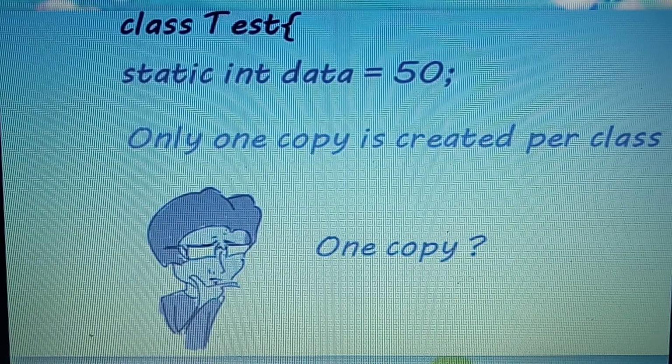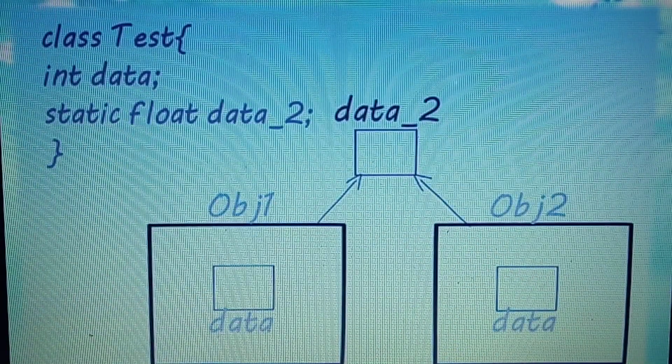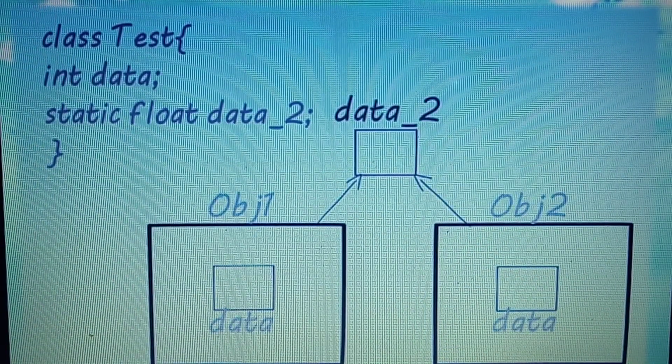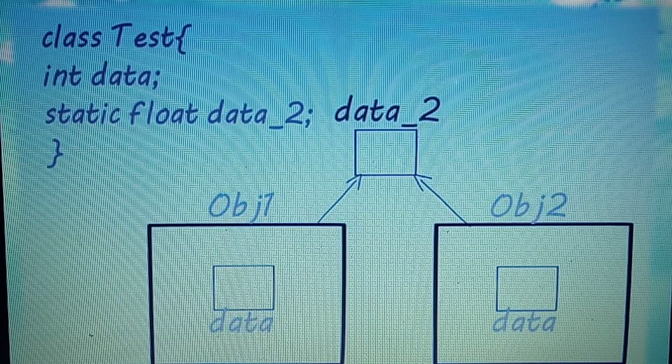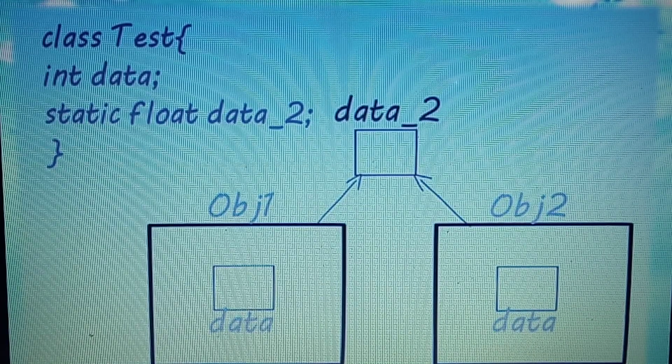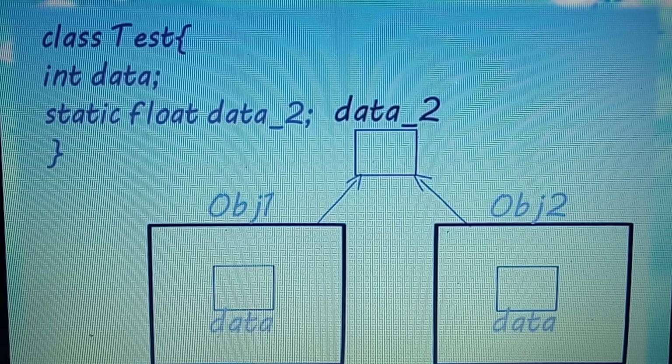Suppose we create a class Test with one instance variable and one static variable. If we create two objects of this class, obj1 and obj2, both objects have the instance variable, and the static data variable will be created once, which will be shared by all objects of the class.